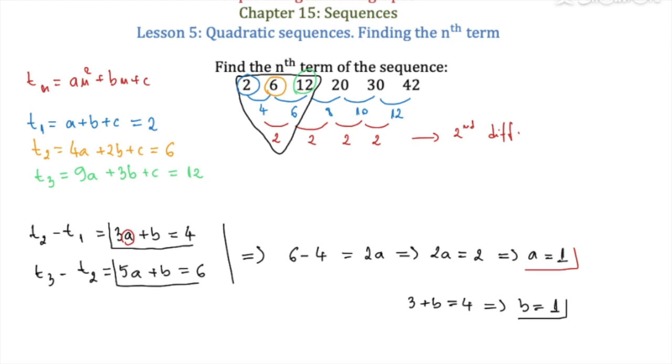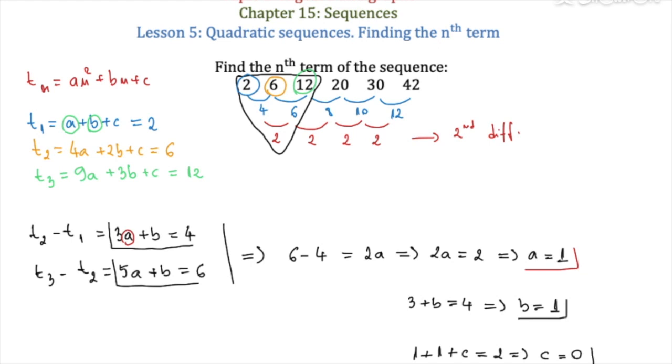So then we need to find the last one. We need to find c. And we know a and b. We can go in either of these expressions and replace a and b. Of course, we'll take the easiest. We can replace a and b with the values that we got and rewrite the first term. So instead of a, we'll have 1 plus, instead of b, we'll have 1 plus c, which we do not know, is equal to 2. So then c will be equal to 2 minus 2, which is 0.